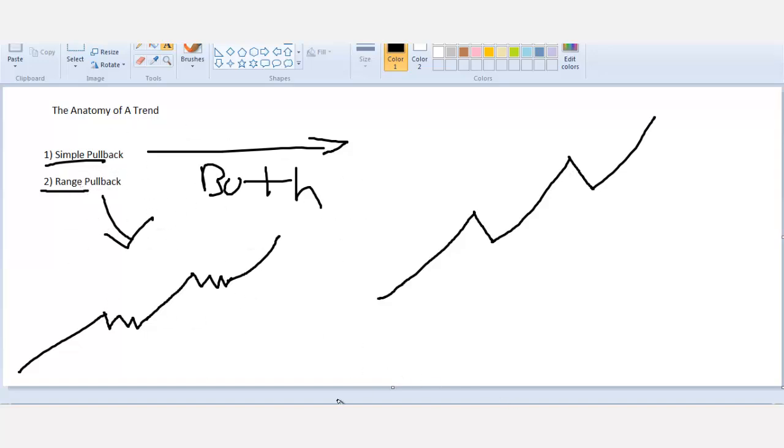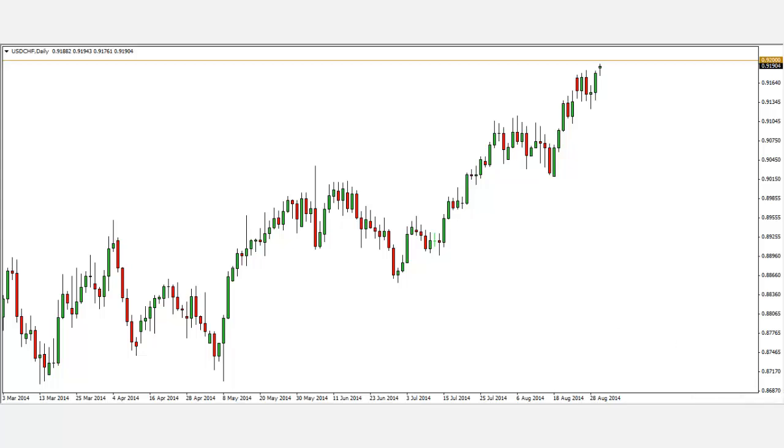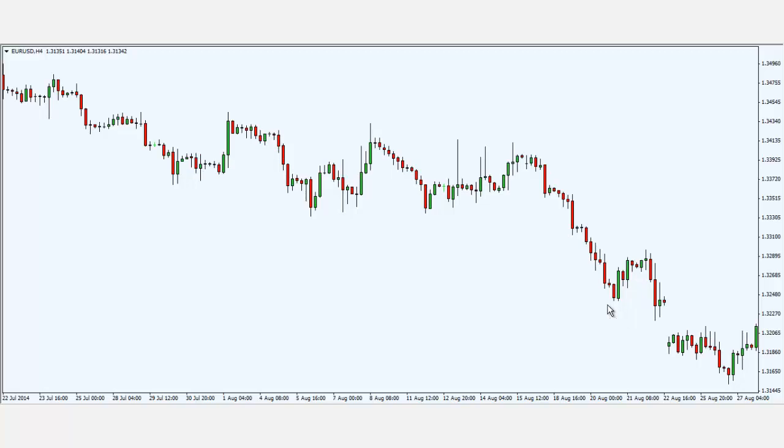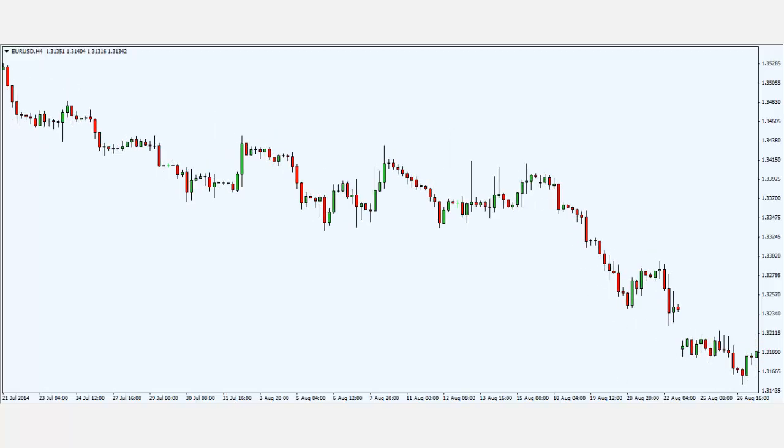So with that, let's look at some charts to further illustrate what I'm talking about. This is a chart of the euro dollar. I specifically picked this chart because it can explain what I was trying to say. So look at the euro dollar. You can see that it's in a downtrend. And what type of pullback does it show in this chart?